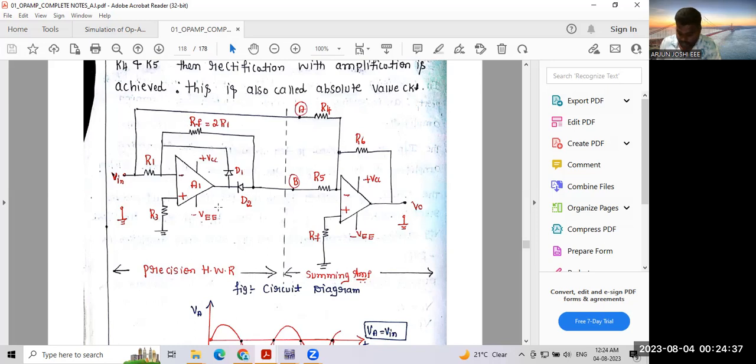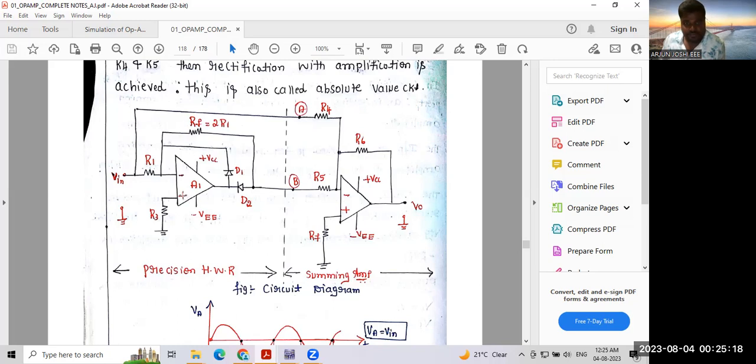Now let's understand the full wave rectifier. First, let's understand R1, R2. R2 is nothing but RF. Why am I taking 2R1? Because I need to make this gain equal to 2. If we want to make the gain 2, we need to consider 2R1. That is RF, 2R1 divided by R1. R1 will cancel. A1 is equal to 2. That is, the gain of this op amp will be 2. So that's why I'm going to consider RF is equal to 2R1.